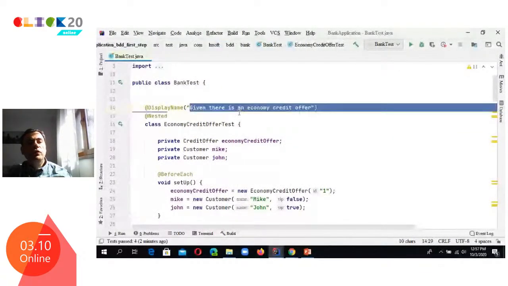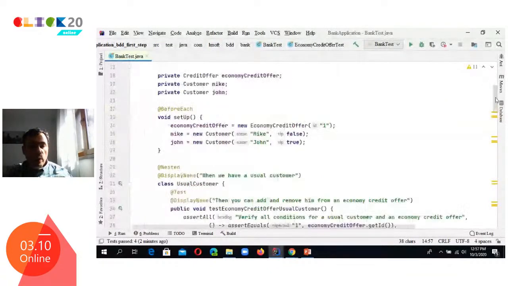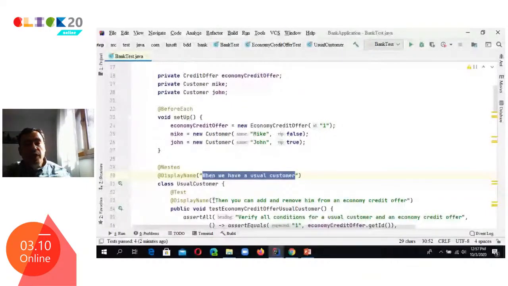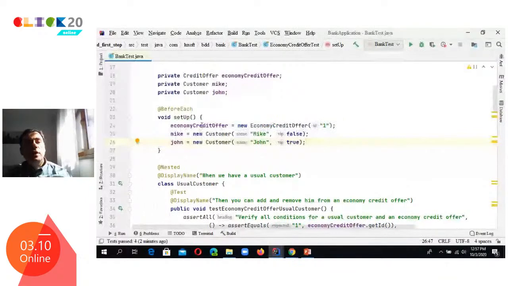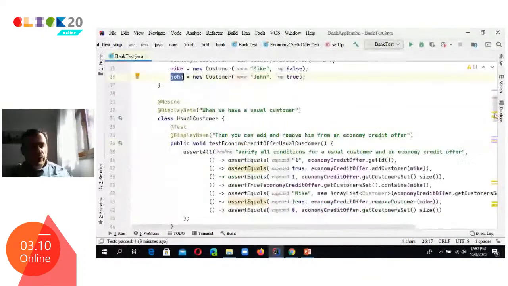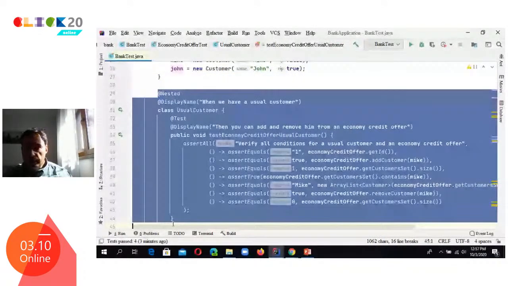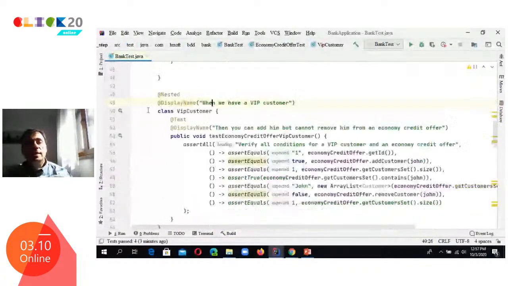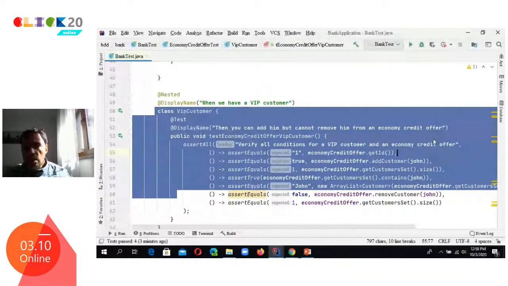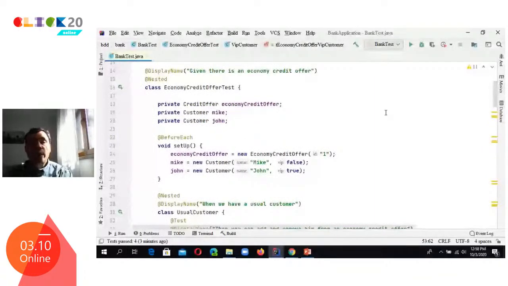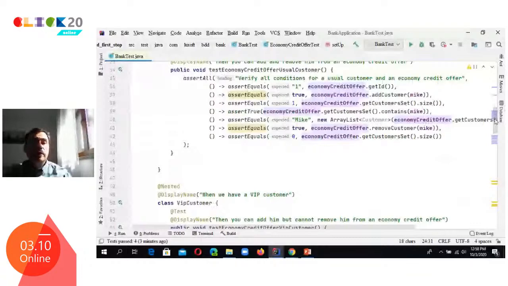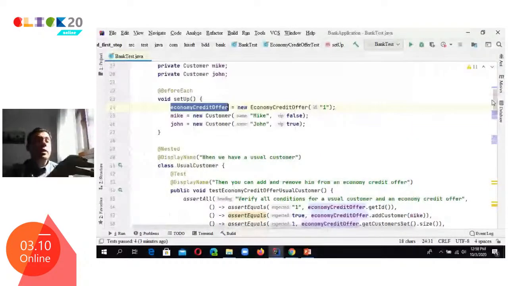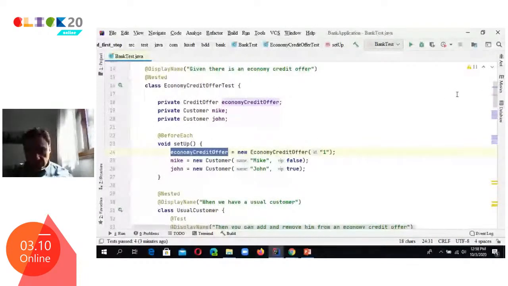And we can see that we are labeling, and we can read from here, given there is an economic credit offer, when we have a usual customer, then you can add and remove him from an economic credit offer. And we have things grouped here. This setup will make sure that it is initializing the economic credit offer and the two customers. And this test will check the usual customer, and this nested test will check the VIP customer, but also on the same economic credit offer. So we have grouped here logically and hierarchically some tests, and we say they are looking much better. We can easily read them inside the code, or we may easily read and understand what they are doing when we are executing them.